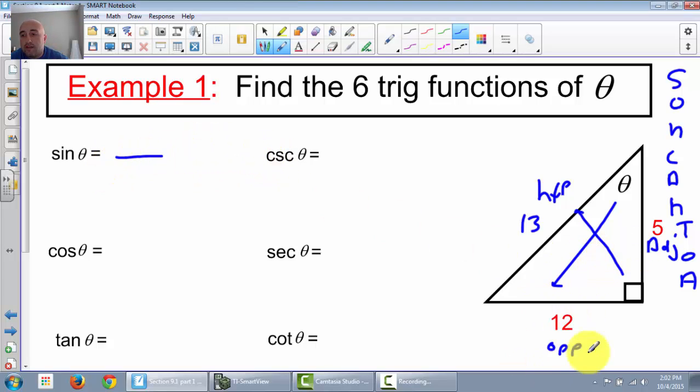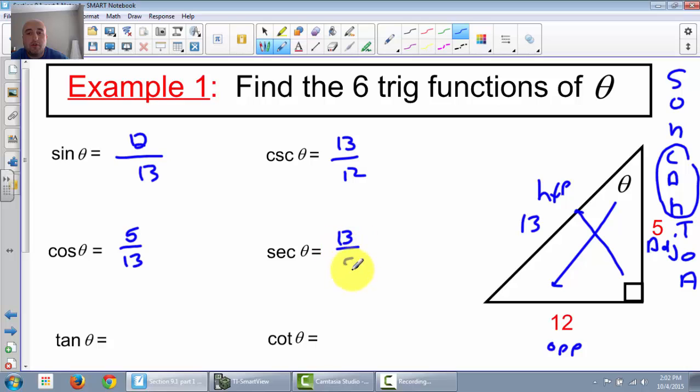Our opposite, we've already labeled this, it's easy now. Opposite over hypotenuse, 12 over 13. Okay. And then cosecant, remember sine goes to cosecant, is just the reciprocal, 13 over 12. All right, cosine. Cosine is adjacent over hypotenuse, a over h. So our adjacent is 5, our h is 13. So 5 over 13. And then remember, cosine goes with secant, so this one is just the reciprocal, 13 over 5.